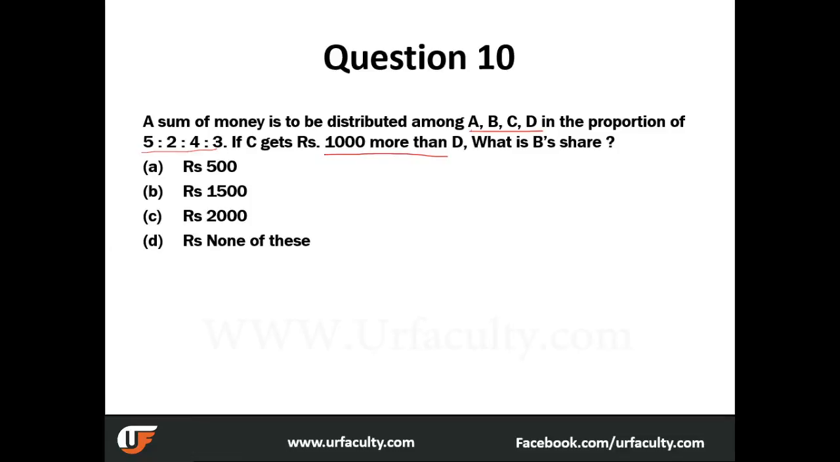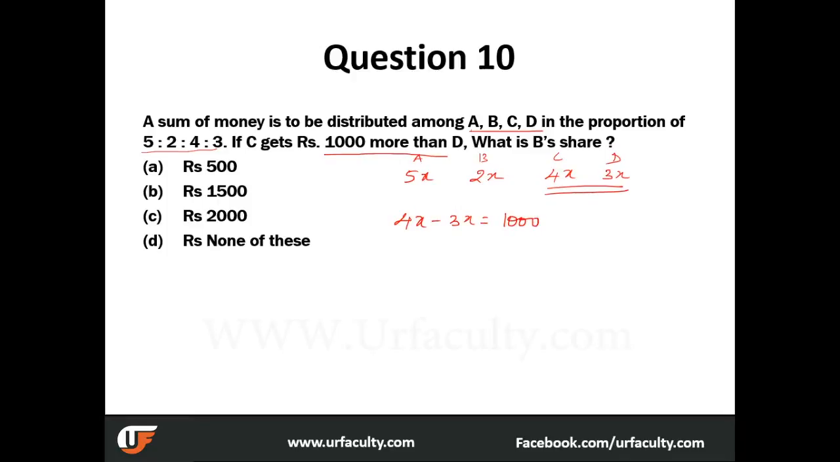See, the key here is we know that for A, B, C and D, what is the money that they have? Let's first write that. A has 5x, B has 2x, C has 4x and D has 3x. Very simple. And we know that C gets 1000 rupees more than D. So what are they trying to say? They are saying the difference between C and D is 1000. Am I right? So what do you have to write then? 4x minus 3x is equal to 1000.